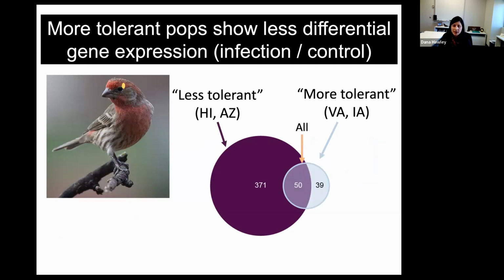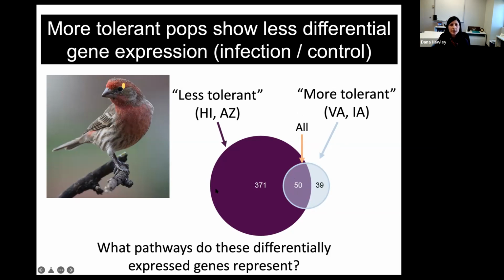The one thing I want you to take away from this is that the birds from populations that are less tolerant, which were Hawaii and Arizona, showed 10-fold more differentially expressed loci than did the birds from the more tolerant populations of Virginia and Iowa. There are also genes that were differentially expressed in all of the populations, meaning that infected birds, regardless of population, express these genes. But we were particularly interested in those that fell outside that common area.